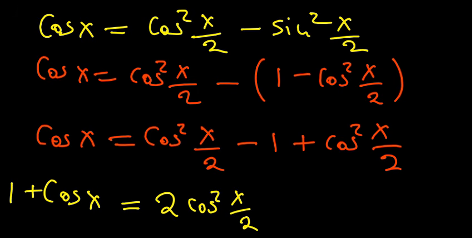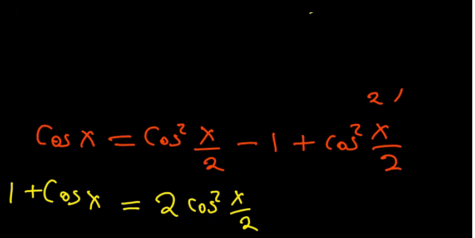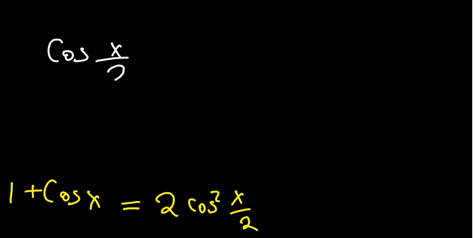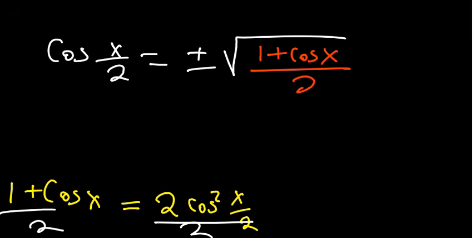What can we do to make our half angle the subject of the formula? So find the square root on both sides. So cosine of x over 2 is going to be plus or minus the square root of what is on the other side. Of course, we need to divide by 2. Divide by 2. So we'll have 1 plus cosine of x, over 2, plus or minus the root of it gives us cosine of a half angle.